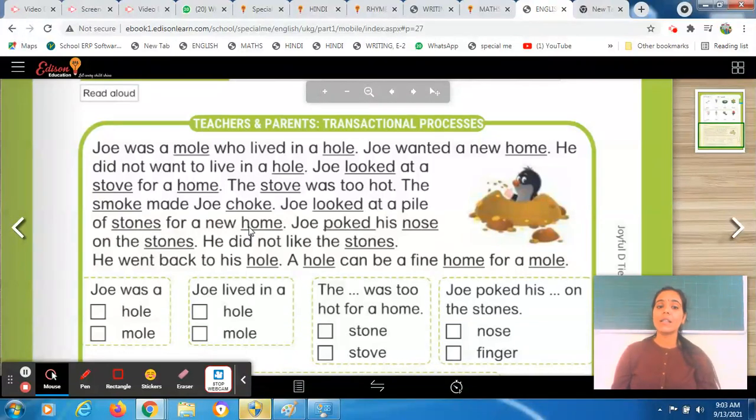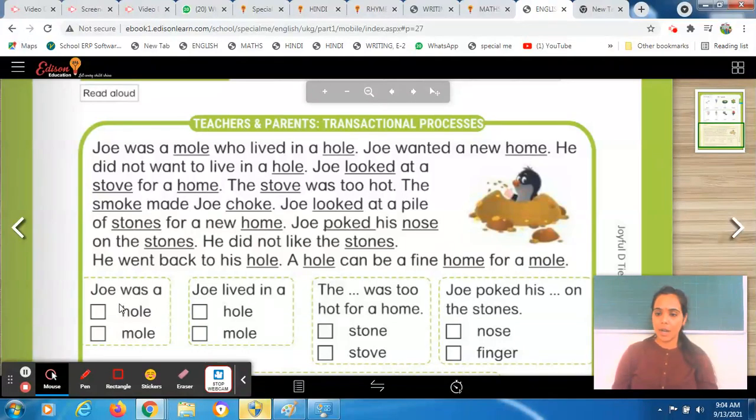Okay, again, this is the same word, home. Here it's poked. Here, nose. Again, stones. And this one is hole. Here also, hole. This one is home. And the last one is mole. Right? So now what we will do, we will give answers to these questions.